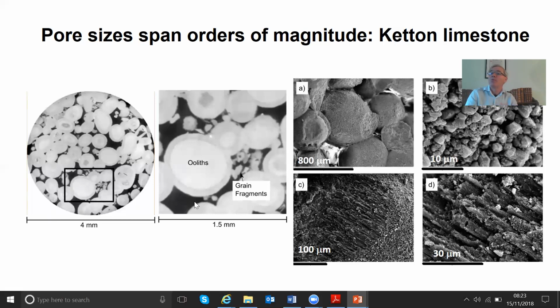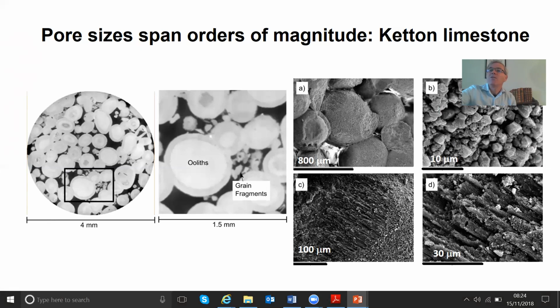So we see that sort of typical pore size. But if we zoom in, we can see that there are grain fragments, and they're going to be smaller pores, but actually these ooliths themselves, these balls, are themselves porous. And they have pore sizes that are fractions of a micron. What's shown on the right are, in fact, scanning electron microscope images. So they're taken with a different technique, where we zoomed into the pore space. And we're looking here at the highest resolution image. This is 10 microns. You can see here the balls themselves are composed of little grains at a sub-micron resolution.